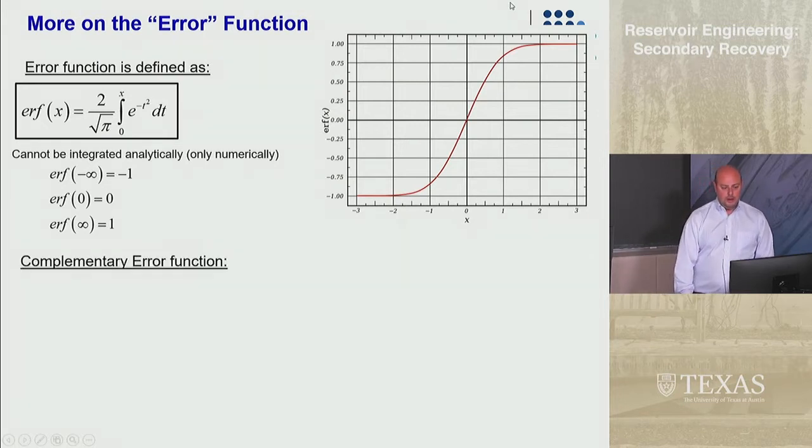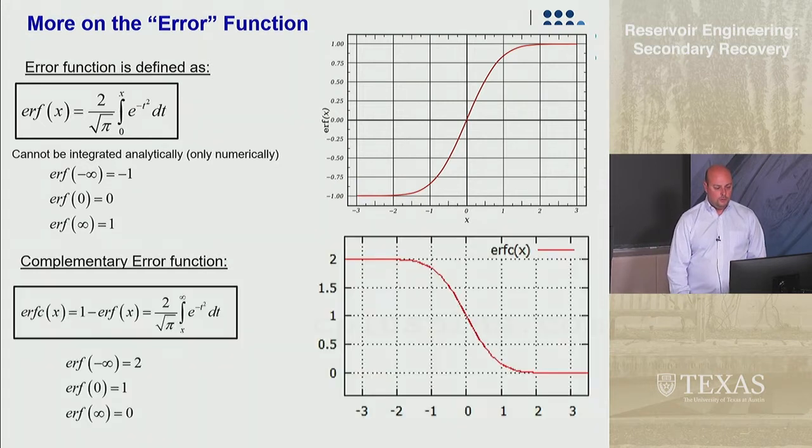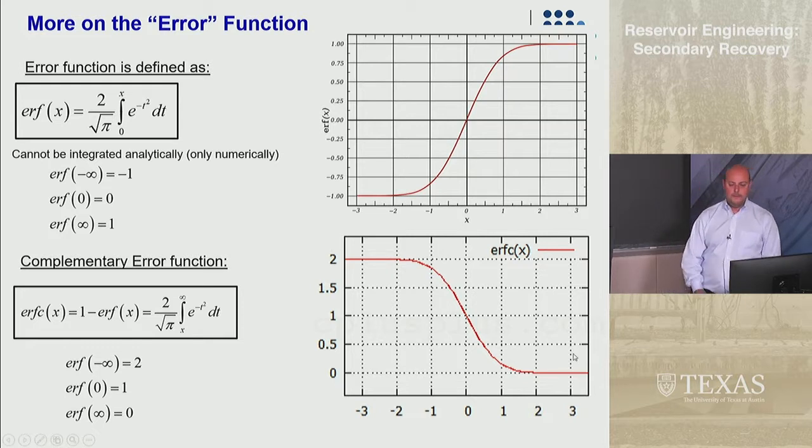The complementary error function is just 1 minus the error function. And so it looks like this. You can imagine that 1 minus -1 is 2, so that's why the complementary error function at negative infinity is 2. 1 minus 0 is 1, so at x equal to 0, the complementary error function is 1. And then 1 minus 1 is 0. So that's why you get that over there. Okay.